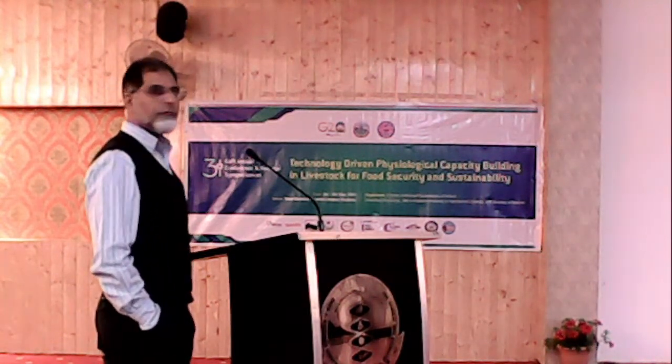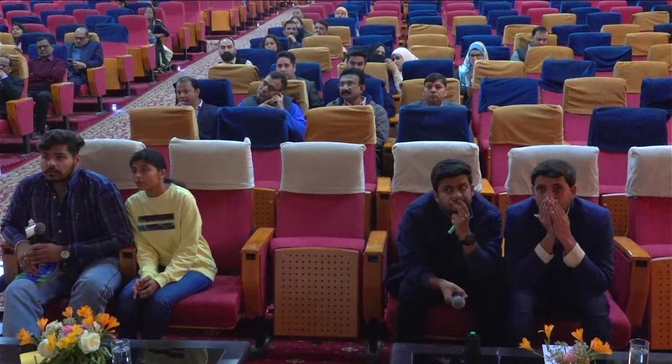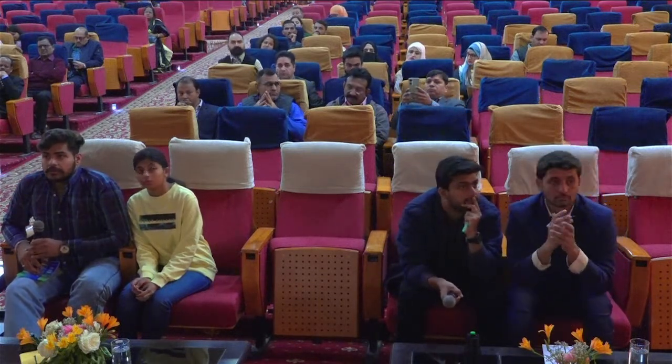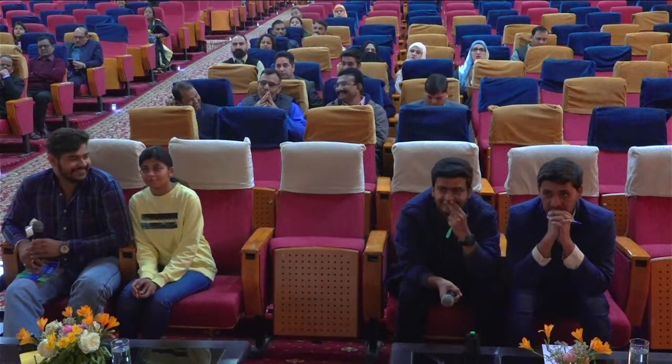Question for team B. The cells located between the macula densa and arterioles are known as? Lacis cells. Correct answer. 10 marks. This was not an easy question. Really, this was not an easy question. Congratulations to team B. You have secured 10 marks over here.